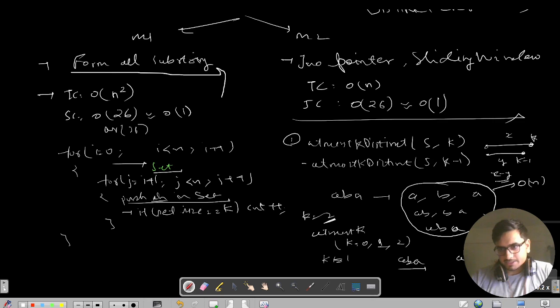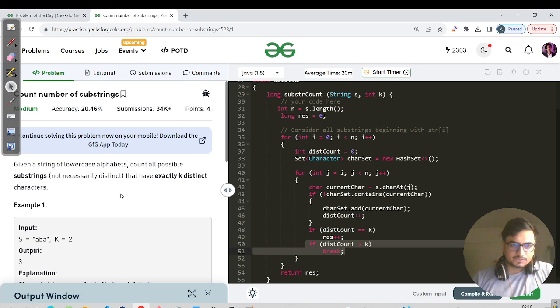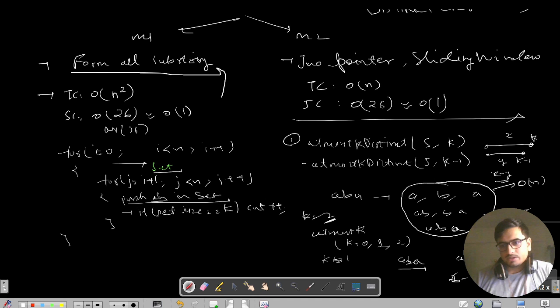So if you do 7, or am I missing something? 1 2 3 4, it is 6, not 7, right? It is 6. So 6 minus 3 will give you 3, which is given in your first input test case, correct? Now we need to understand how we can find the at most k distinct, how we can implement this function in O of n, right?